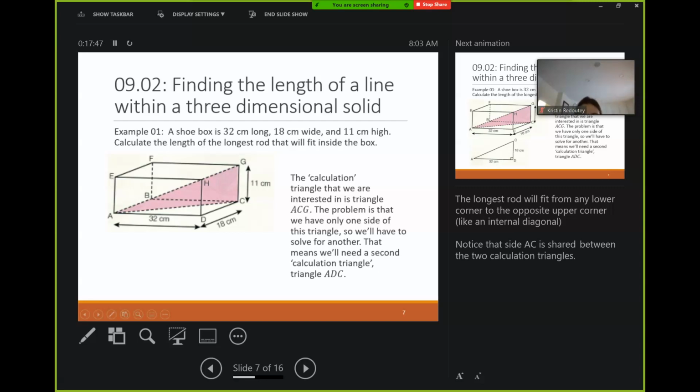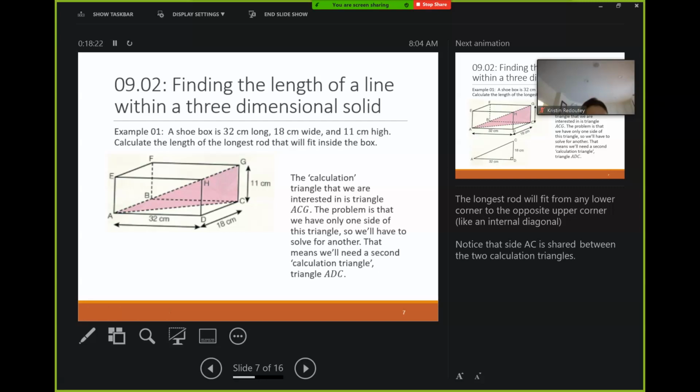So I needed GC then as well, and then AC. And it didn't really matter which one of those four possible calculation triangles you drew. This one to me was the easiest one to fit on my diagram. That's why I put it there, but there's no real reason it needs to be there. Now, if we think about our calculation triangle, we're looking for the side AG. We know the side GC because that's a height, but we don't know AC yet.